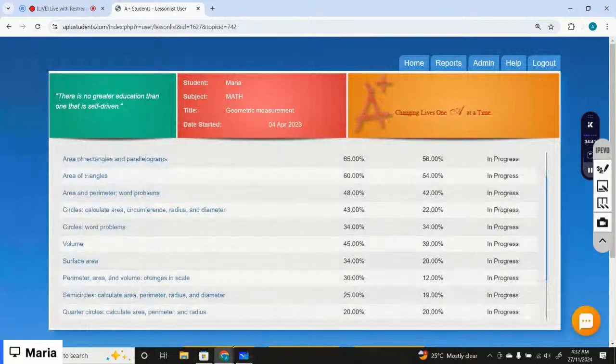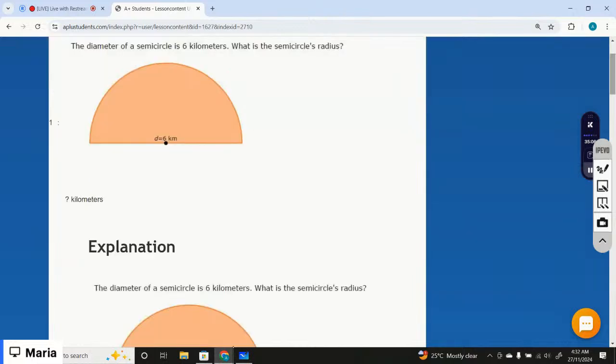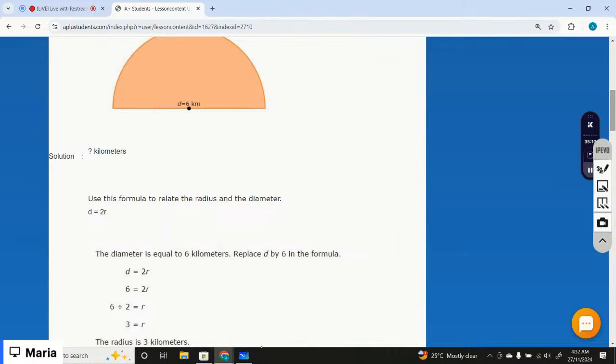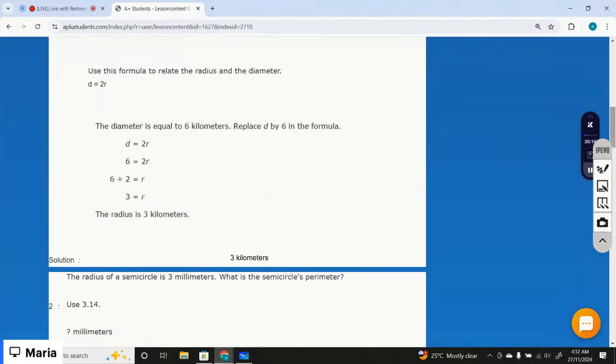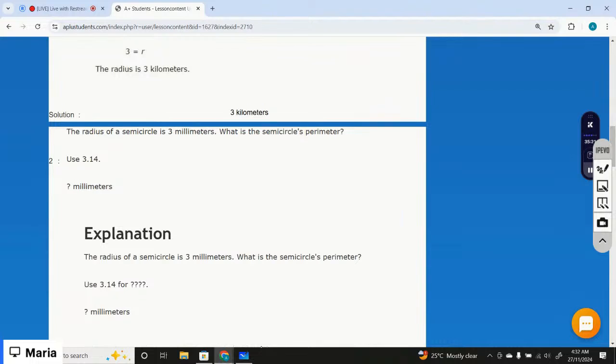That is semicircles: calculate area, perimeter, radius and diameter. The diameter of the semicircle is 6 kilometers. What is the semicircle's radius? We need to calculate the radius of the semicircle. The diameter equals 2r, right? So then the radius equals 3 kilometers.